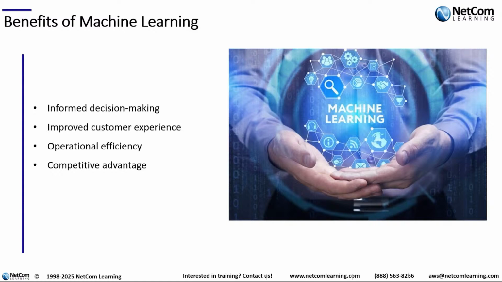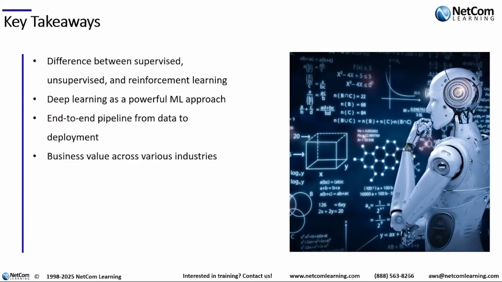Great. So closing off here, class, a couple key takeaways of what we covered from the session. First, we looked at the difference between supervised, unsupervised, and reinforcement learning. And these are the three main learning types in machine learning. So supervised learning uses labeled data, unsupervised learning finds patterns in unlabeled data, and reinforcement learning trains agents through rewards and penalties. Then, of course, we explored deep learning as a specialized and powerful machine learning approach. We saw deep learning uses neural networks to process massive data sets and solve complex tasks such as image recognition and natural language processing.